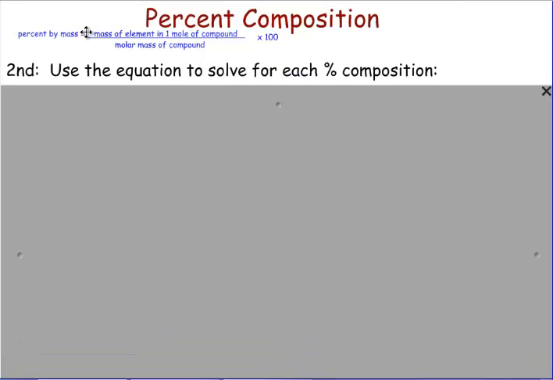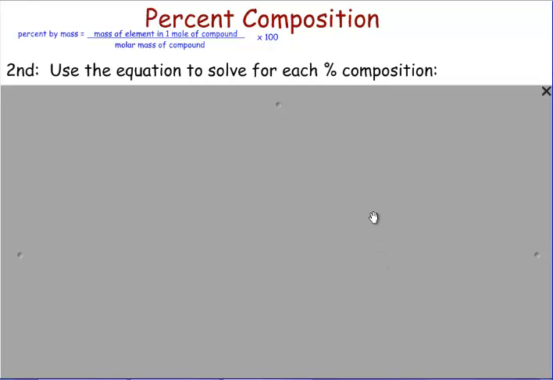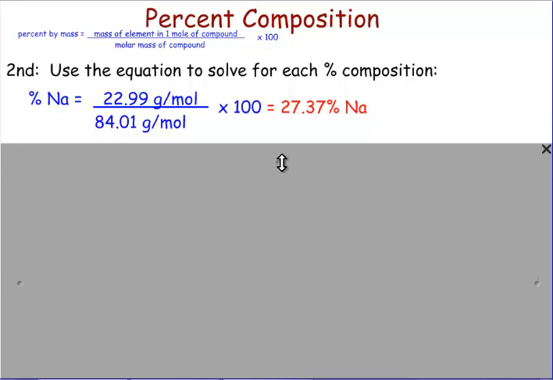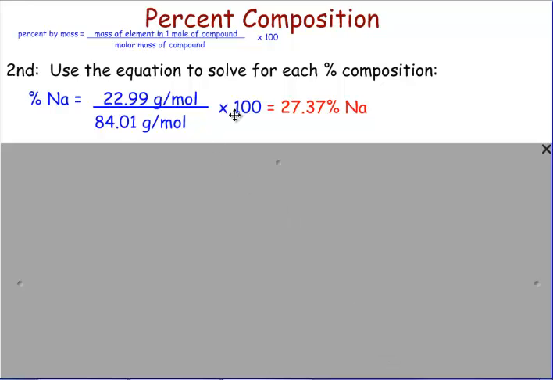Once we know the total molar mass, we're going to use our new equation to find the percent composition of each element. Now, percentages are always calculated the same way regardless of what class you're in. Percentages are always the part over the whole multiplied by 100. So we're going to do the same thing in this class. Okay, we know that our sodium is contributing 22.99 grams. The total mass of the compound is 84.01 grams. Divide those two values, multiply by 100, and we get what percentage of our sample is sodium, by mass.